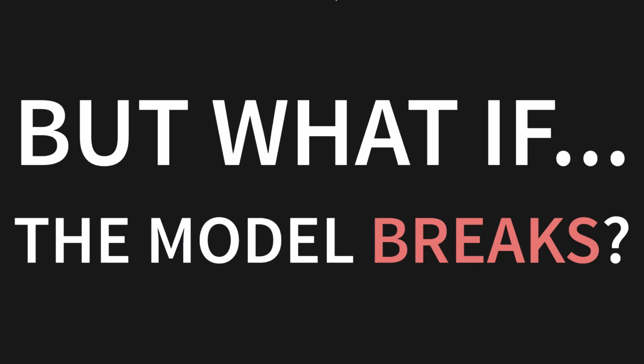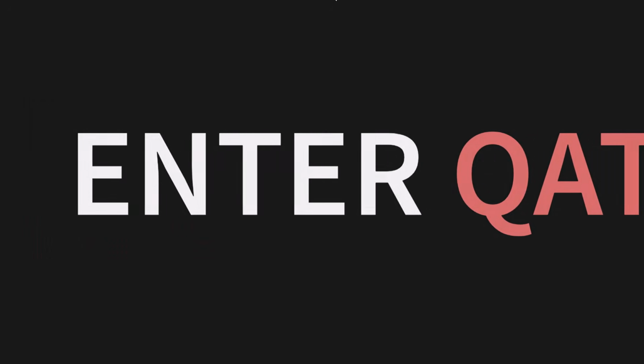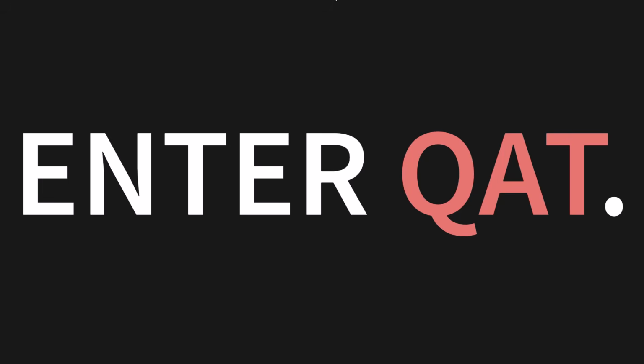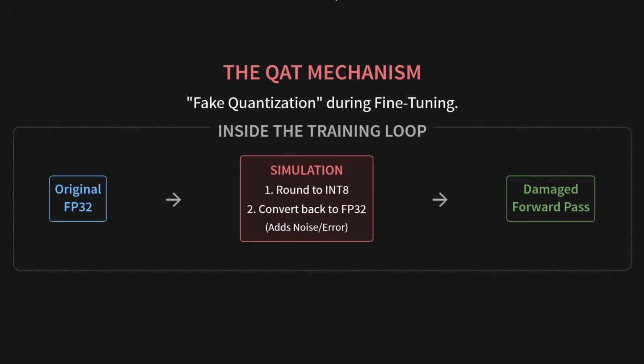What if the accuracy drop is too much to handle? Enter QAT, Quantization Aware Training. The core mechanism behind QAT is a clever trick called fake quantization that happens during the fine-tuning process. Here's how it works inside the training loop. The model starts with its original FP32 weights, but then it runs a simulation. For a brief moment, it rounds a weight to int8, and then immediately converts it right back to FP32. This process adds a tiny bit of noise or error, creating a slightly damaged version of the weight.